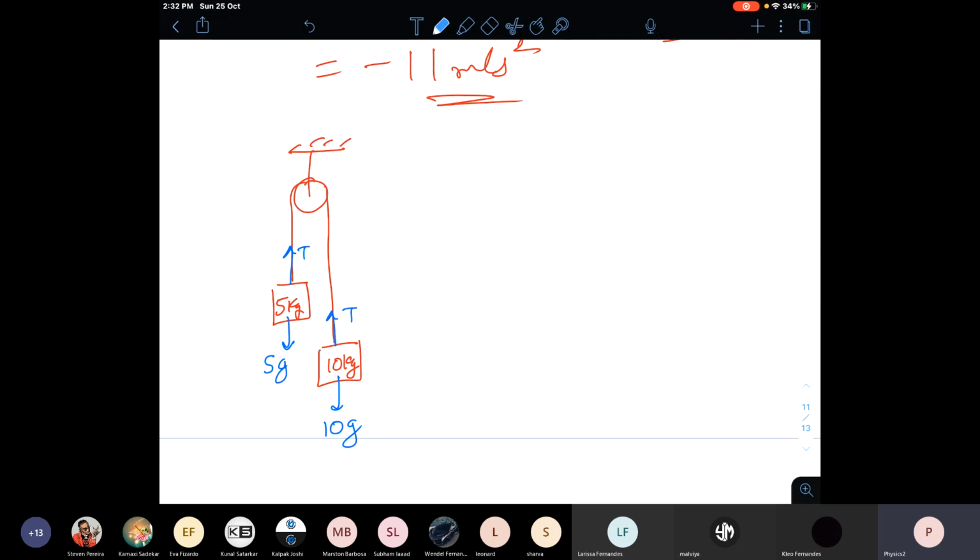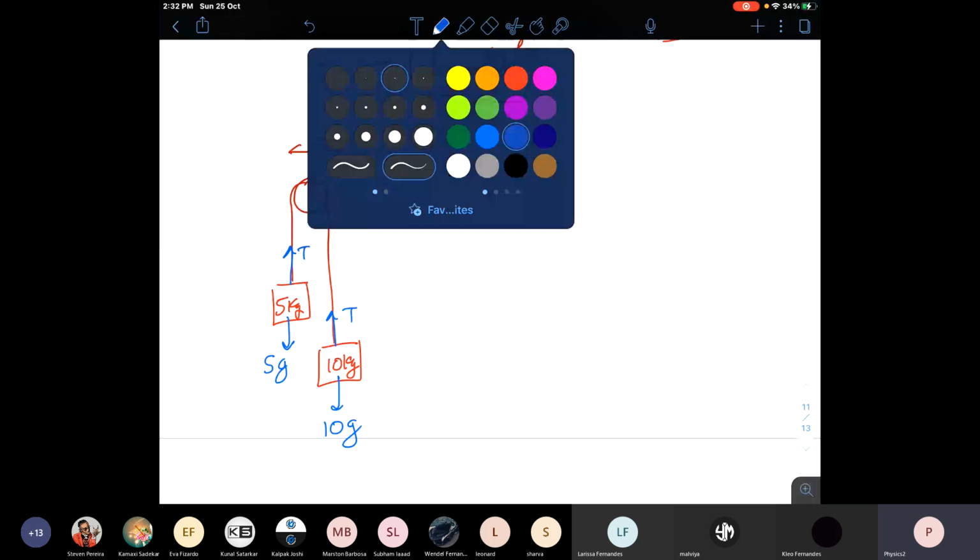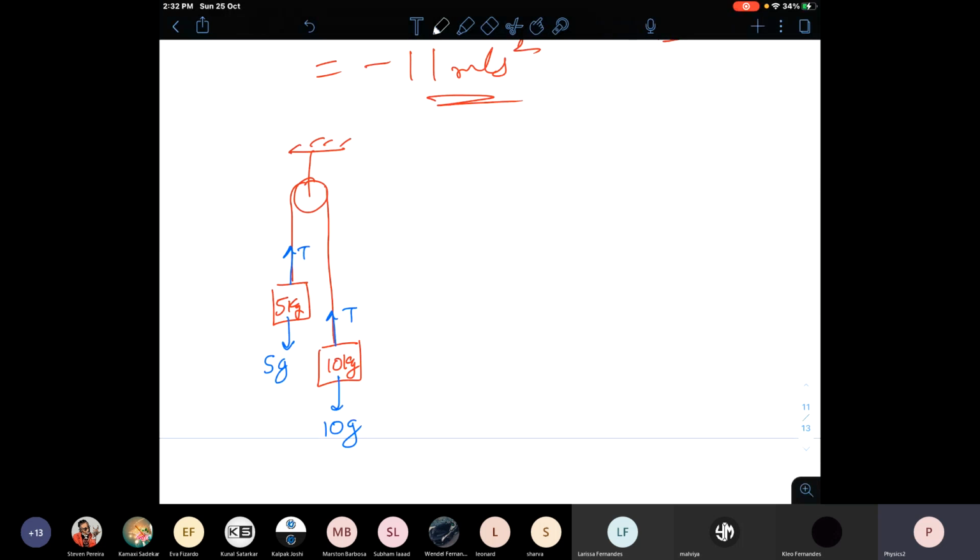Just assume that you don't know. If you don't know the direction, assume any direction. Let's say that it is having acceleration in the upward direction. No problem in that. If the acceleration of 10 kg is upward, the acceleration of 5 will be downward. It doesn't matter, because if this goes up, 5 will come down.